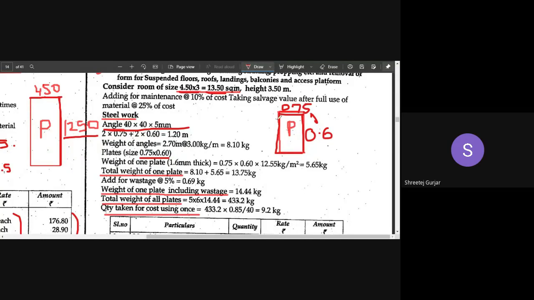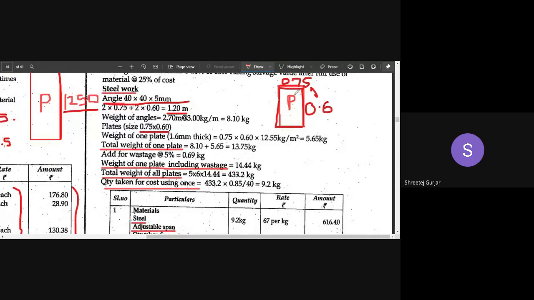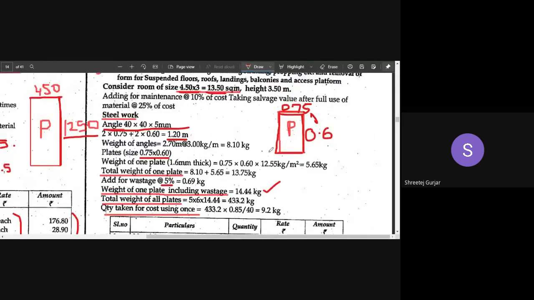So you can calculate that angle length in running meters. Then the plate size is given, so the weight of one plate you can calculate. Then add the weight of one plate plus the weight of the 4 angles which we are using. To that total weight, add 5% wastage. Then the weight of one plate including wastage is 14.44 kgs. We have done this previously, and the same steps we will follow here.